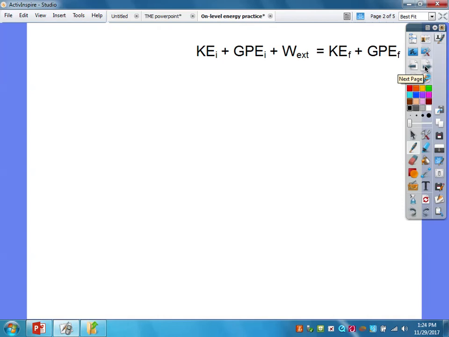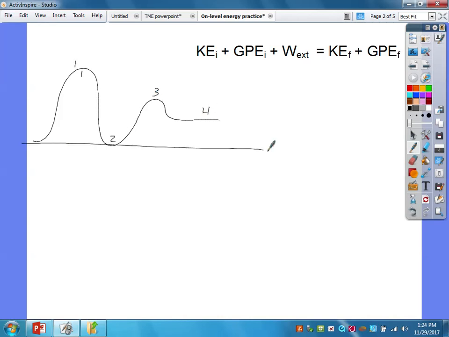Okay, there's a different problem here. Let's say I have this little roller coaster, with points 1, 2, 3, 4. I have this roller coaster at the top of the first hill, and again it starts at rest. This hill is 35 meters. Point 2 is on the ground, point 3 is 28 meters, and point 4 is 15 meters. My question is, what is the velocity of the cart at point 3?